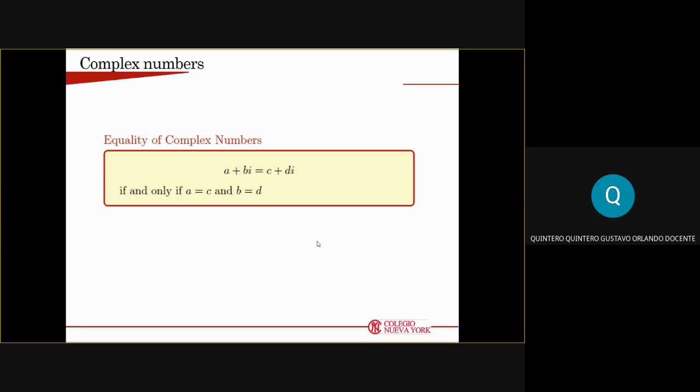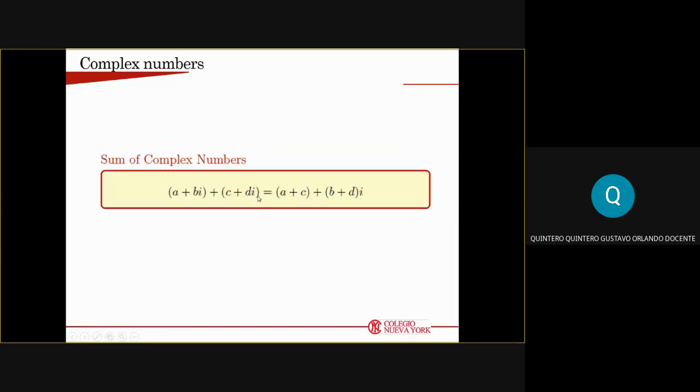How do we know if those two numbers are equal or not? Simple. We're going to look at the real parts. If the real parts are the same, so a and c are equal, the real parts of each complex number, and also the complex parts are the same, then we say the numbers are equal. Now, equality of complex numbers, you guys are probably going to use it if we talk about equations with complex numbers, but I don't think we're going to have the time. So we can just skip that part.